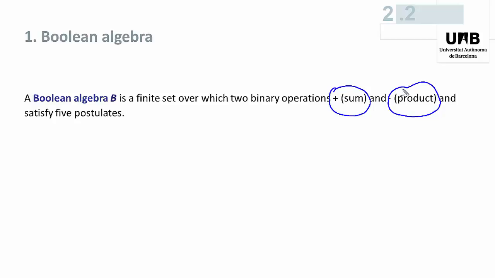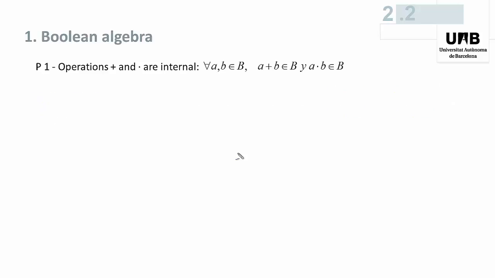A Boolean Algebra, B, is a set over which two operations called Boolean sum and Boolean product are defined and satisfy 5 postulates. A first postulate is that the Boolean sum and product are internal operations. That means that if A and B are in B, then their sum and their product are also in B. It's what we meant when we said that there are operations over the set B.